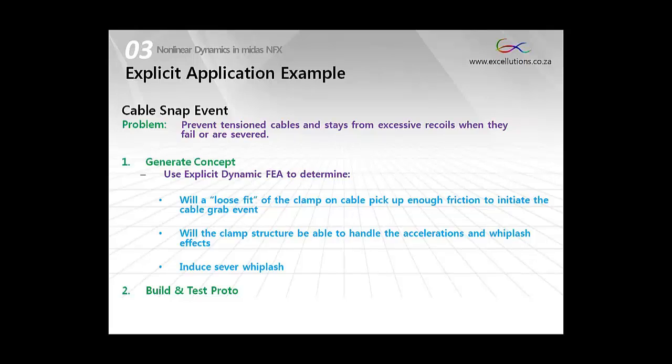An example for the use of explicit analysis. Here is a cable snap event. The application is to design and test a mechanism to grab a cable once it has been severed. Questions that need to be answered from the explicit analysis is, will a loose fitting clamp on the cable still have enough friction so that it can actually grab the cable? And the next issue will be the clamp structure. Will there be sufficient structural integrity to withstand the accelerations and whiplash effects?